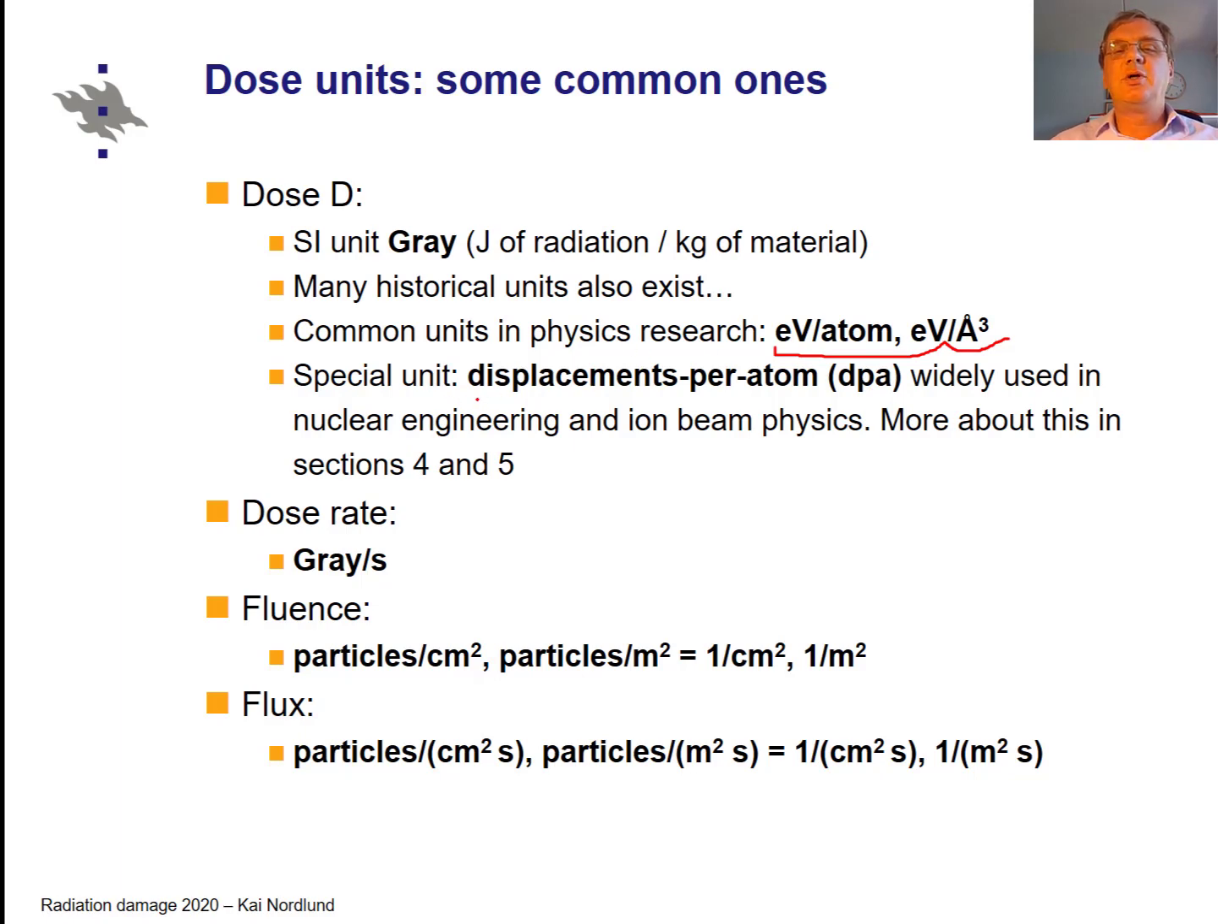Then there is a very special unit called displacements per atom, which is essentially a dose unit, although formally it's unitless. And this we will return to in sections 4 and 5, what this displacement per atom unit actually is. Well, dose rate is simply gray per second, fluence is simply particles per centimeter squared or particles per meter squared, then flux is the same, but also divided by time, so per second.